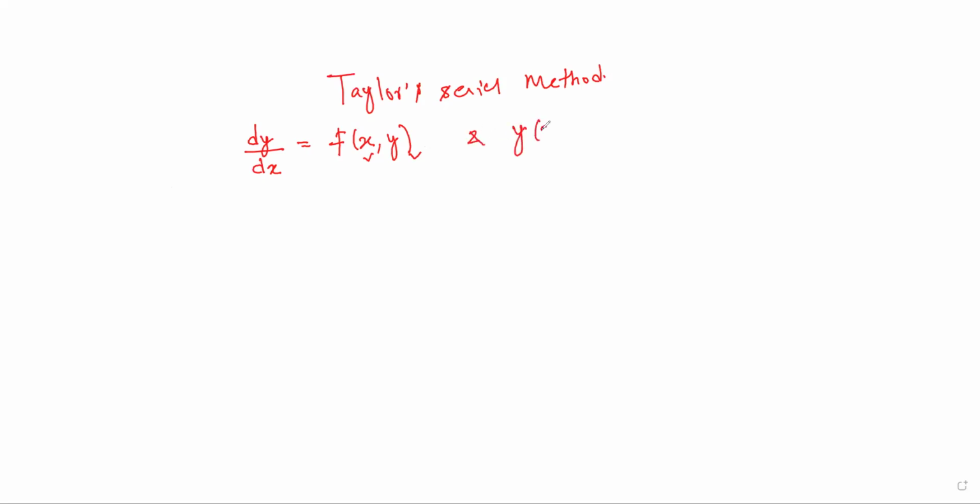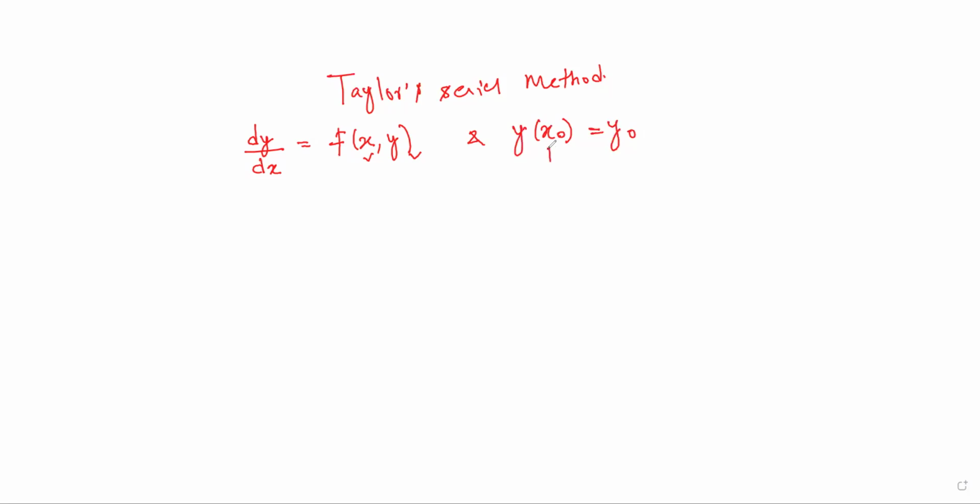We'll be starting with the Taylor series method, and we'll see what the important points of the Taylor series method are. Basically, this is a numerical method. If you have a problem like an initial value problem where dy by dx is equal to a function having two variables, x and y, such that y of x naught is equal to y naught.